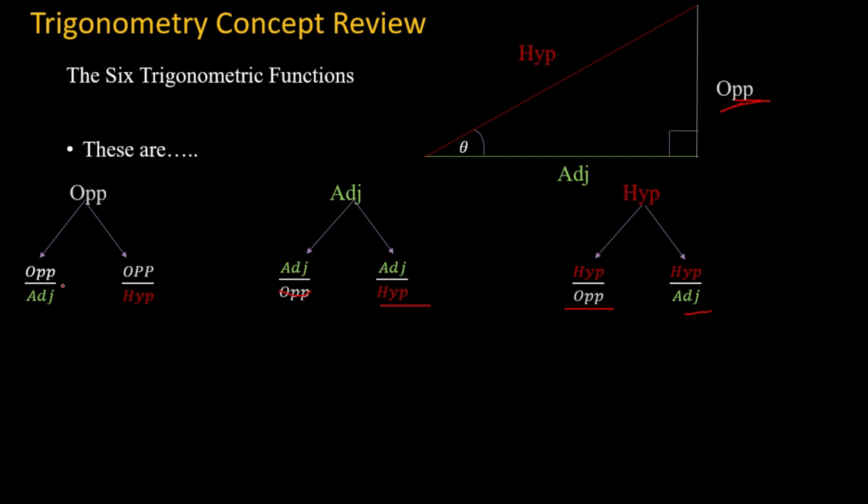We have 1, 2, 3, 4, 5, 6. These are the 6 basic trigonometric functions, and we shall be looking more into it.